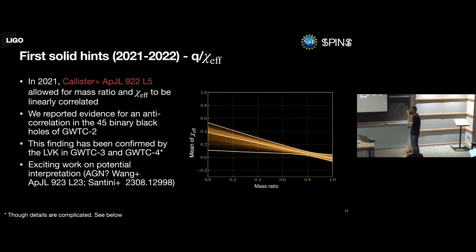There has been a lot of work since to explain how you could get this, maybe from AGNs. I should also say that these findings, which were originally based on 45 binary black holes, have later been confirmed by the LVK with the 69 binary black holes of GWTC3 and the 150-ish of GWTC4, with a caveat that I'm going to discuss later.